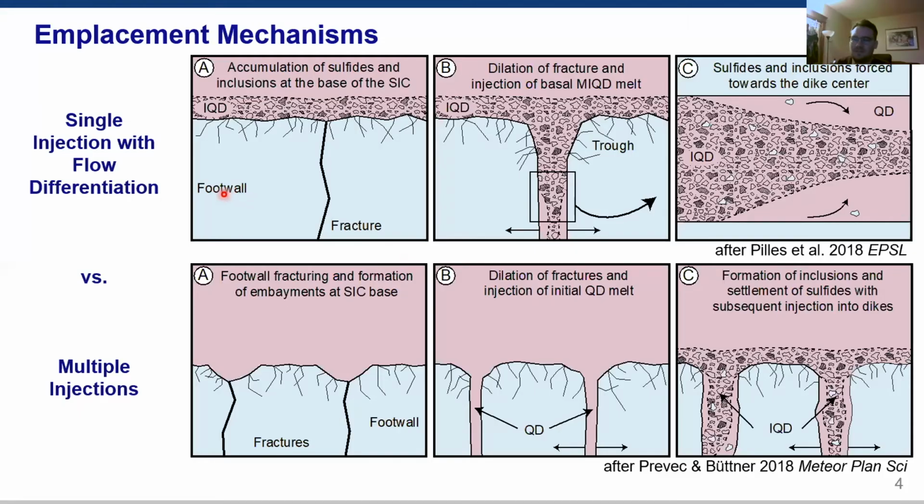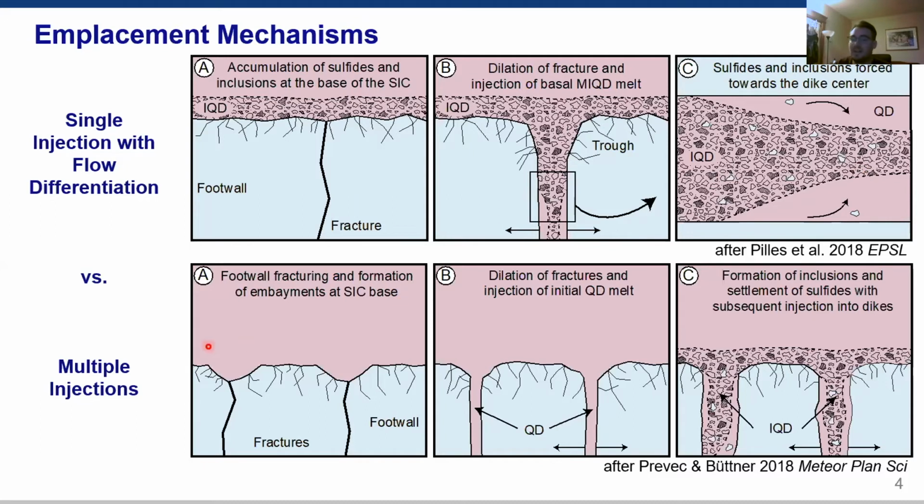Two emplacement mechanisms have been proposed for the offset dikes. The first one would be the single injection, which applies flow differentiation, a fluid dynamic process, to explain the QD and IQD relationships. During the flow after the injection of an IQD melt, the inclusions and sulfides are forced from the margins towards the center, forming a gradational contact between QD and IQD. Flow differentiation has been described before for very narrow dikes on the decimeter to meter scale, but not necessarily for dikes the width of the offset dikes.